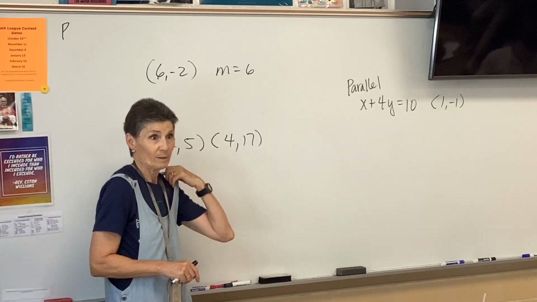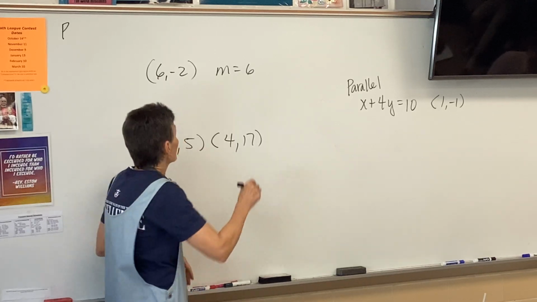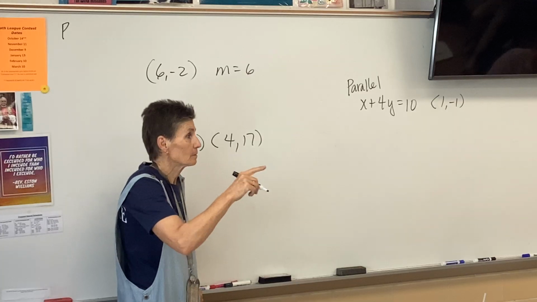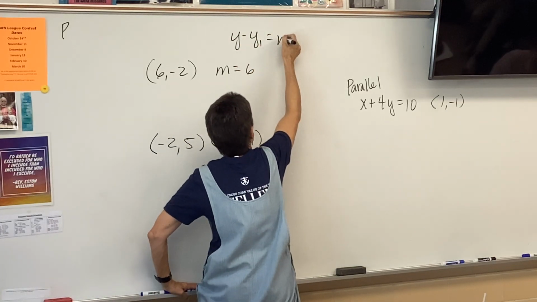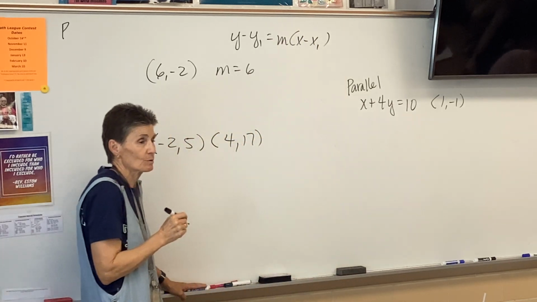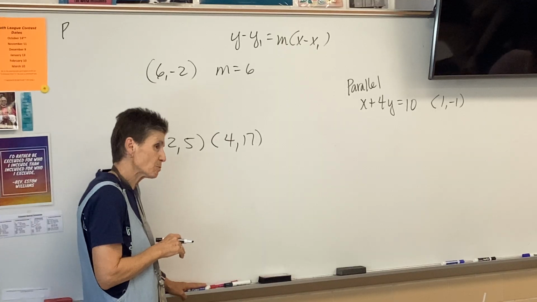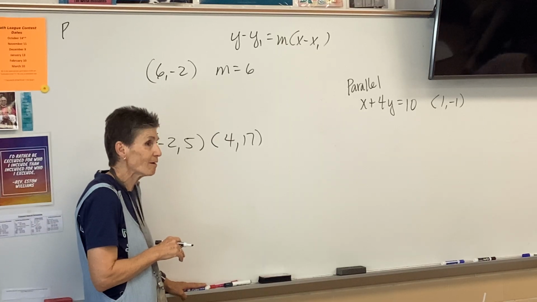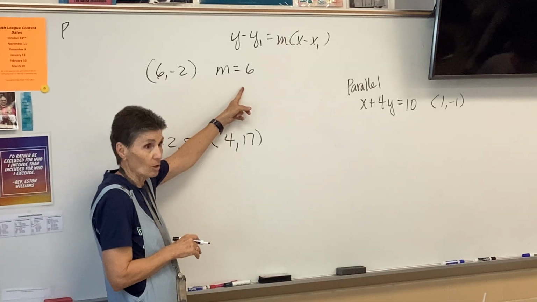Okay, you know what that is? I heard it. Y minus y1. Yep. That is the point slope form of the line. It's the easiest form to use. We love our point slope. We love this problem because we have what we need. We have a point and we have the slope.